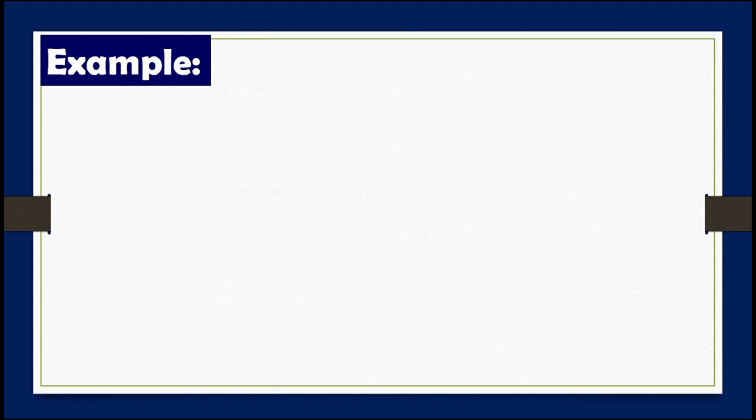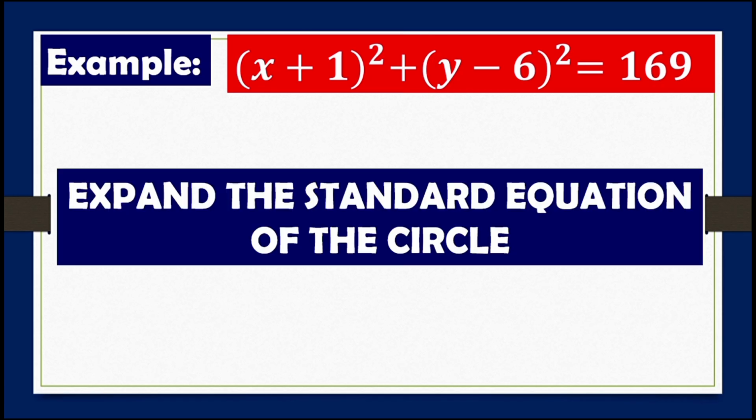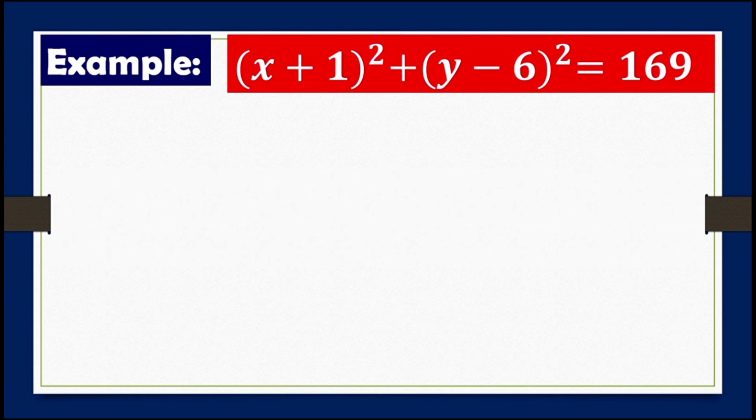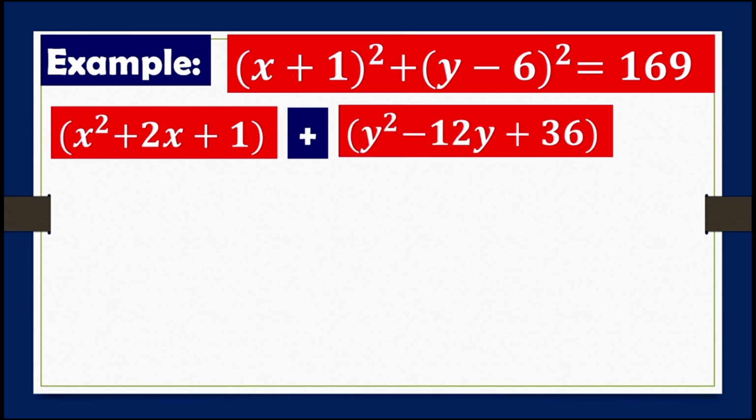Let's have another example. (x + 1)² + (y − 6)² = 169. To write this one in general form, all we need to do first is to expand the standard equation of the given circle. This means we will expand (x + 1)² into a perfect square trinomial, that is x² + 2x + 1, while expanding (y − 6)², that is y² − 12y + 36. And of course, it is equal to 169.